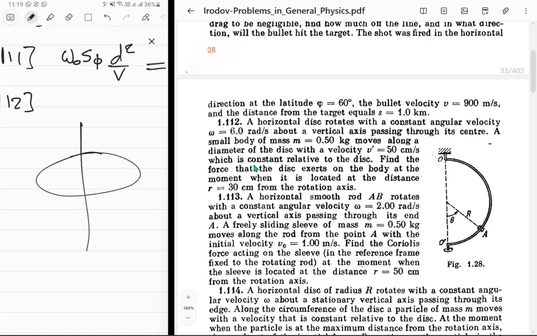It's rotating at a constant angular velocity. The body moves along a diameter with a velocity that is constant relative to the disk. That's important. Find the force that the disk exerts on the body at the moment when it is located at a distance r equal to 30 centimeters.